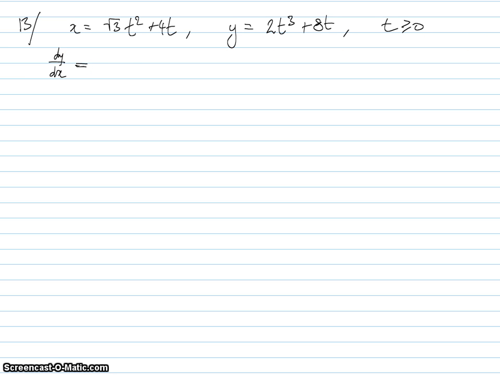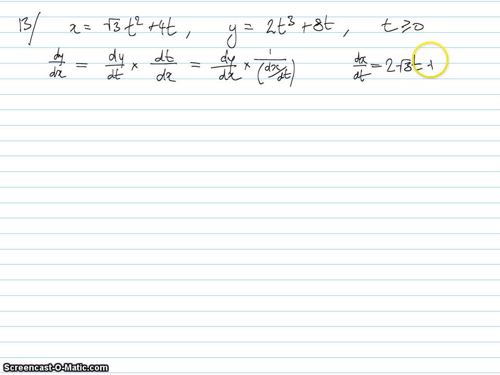If we think back to differentiating parametric functions, it's the chain rule: dy by dt times dt by dx, and we have another neat theorem that tells us that dt by dx is the same thing as 1 over dx by dt. So, what do we have? Well, dx by dt is 2 root 3t plus 4.